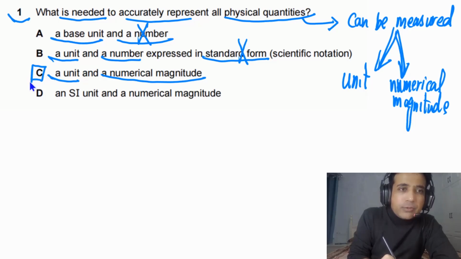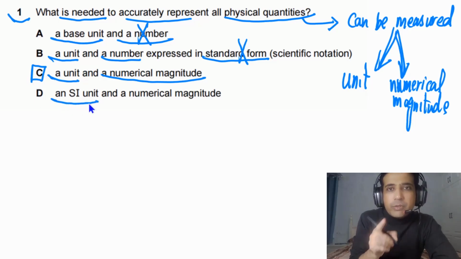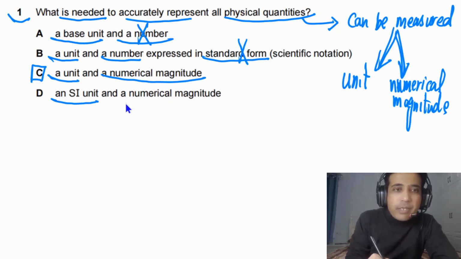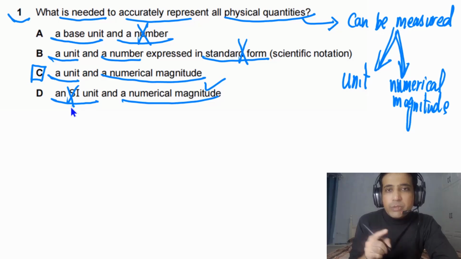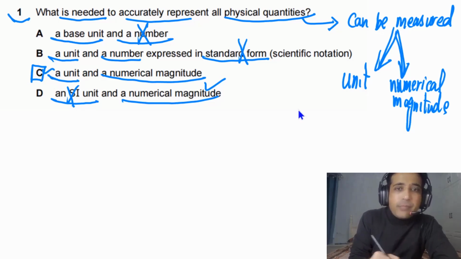So this is our answer. An SI unit is not required. You can use any unit that is not even part of the SI system, and a numerical magnitude. This is right, but this is not required. It can be any unit we can use for physical quantities. So the answer for this question is C, and this is what you need to understand.